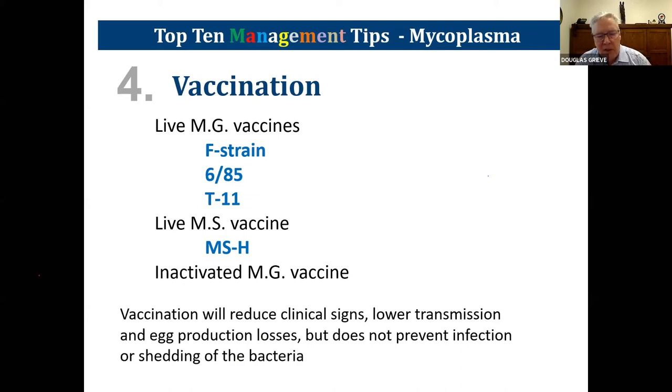The killed MG vaccination is the original MG vaccine. It works well, but I think it's probably not as effective as the live vaccines. There is a live MS vaccine called MSH, that is available in some countries, not all, and it's also a mild strain. It's basically the equivalent of TS11 for MS. TS11 and MSH are vaccines that are frozen. So there are some issues with the storage and maintaining the cold chain with those vaccines. 685 usually requires a fine spray application. Intranasal has been done in some locations.